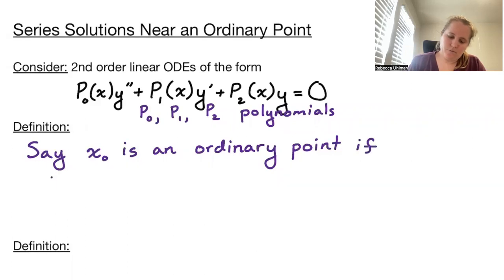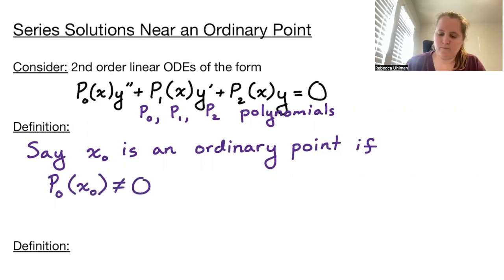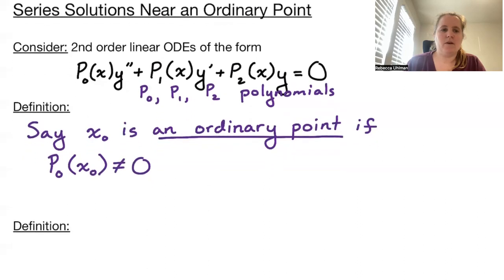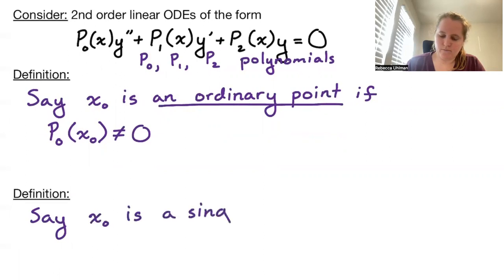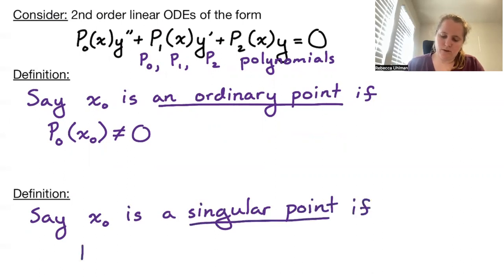if P0 of x naught is non-zero. We say x naught is a singular point if P0 of x naught is equal to 0.